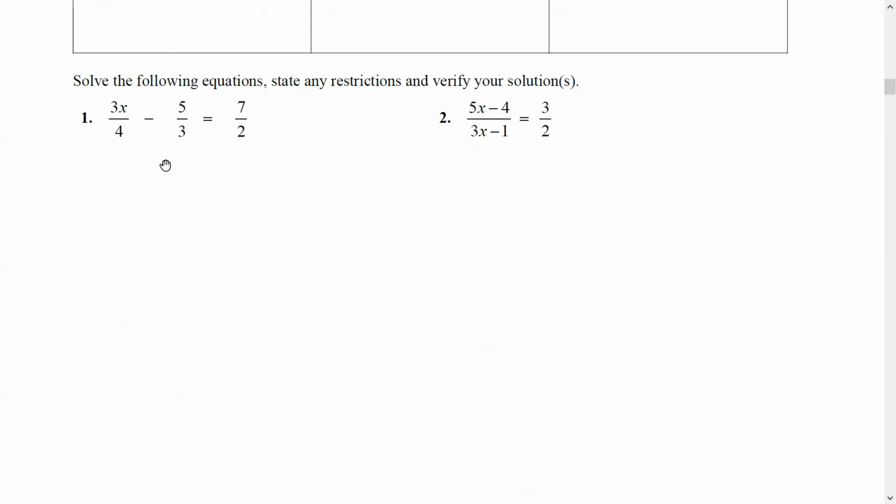It says, solve the following equations, meaning, what is x? State any restrictions. So, first step, can I factor? Nope, monomials. Step 2, NPVs. Nope, because these are all just numbers. Step 3, what's my common denominator? My common denominator of 4, 3, and 2 is going to be 12.